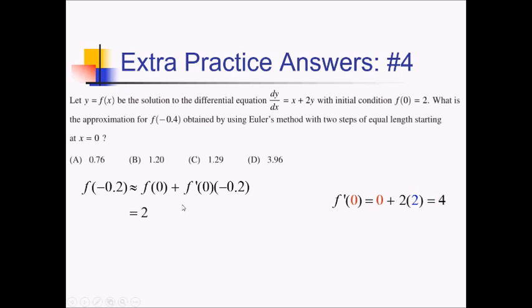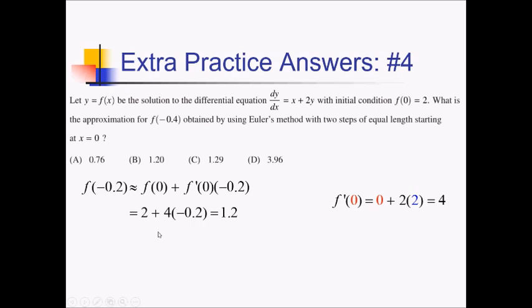So over here then we have 4 times negative 0.2. And let's see here. I should probably figure out what this comes out to because I have to match one of these answer choices at the very end. So this would be, let's see here, 8, but I have to move the decimal. So negative 0.8. 2 minus 0.8 is going to be 1.2.